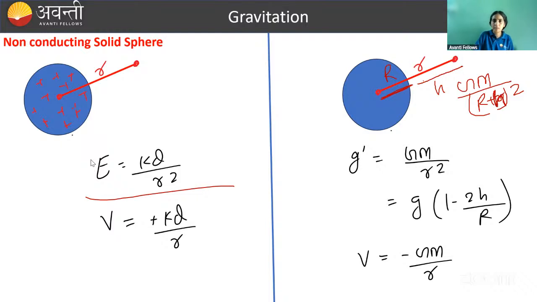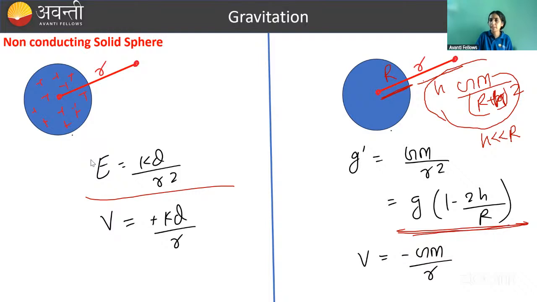And if h is far less than R, then we can approximate this thing to 1 minus 2h by R. So if you are calculating gravitational field at certain height, such that that height is very small compared to the radius of earth, then gravitational field at that point can be written as g into 1 minus 2h by R. ठीक है? That can be written as what? g into 1 minus 2h by R. Similarly, if you talk about potential, for outside point, it is kq by r, and here also it will be minus GM by r.